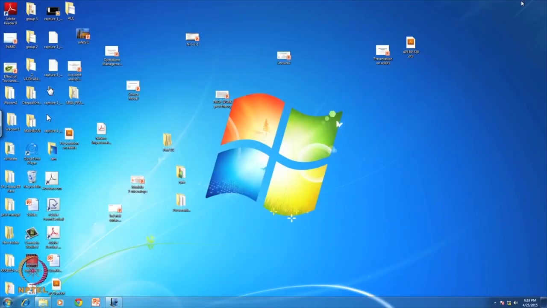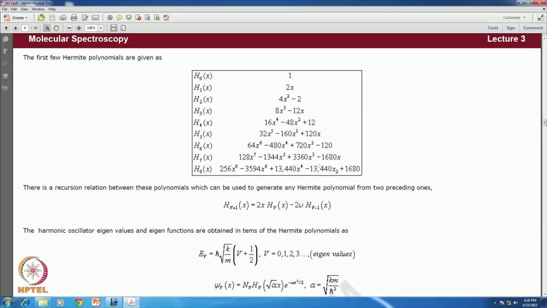lectures that I have had earlier. One can see the table here for various values of the Hermite polynomials. In this table, of course, y and x have been interchanged. You can see H0 of x, and one can go on and calculate H0, H1, H2, and what you see here is up to H8.